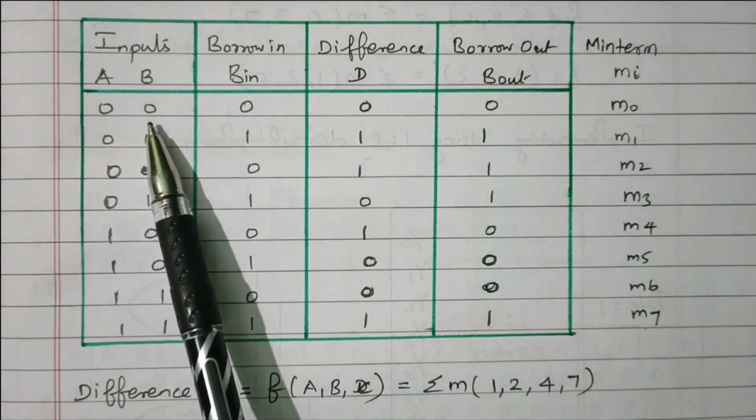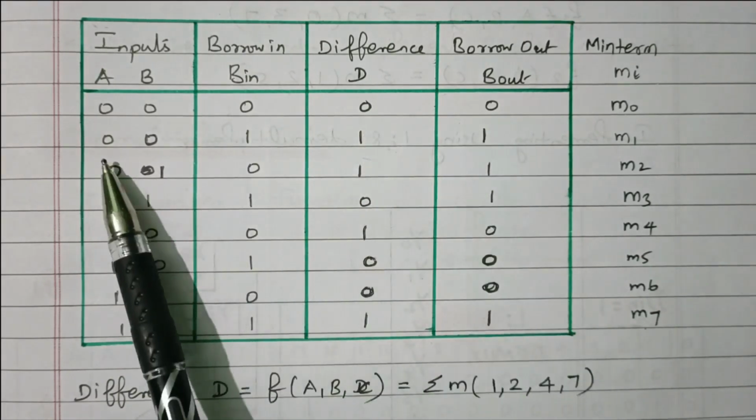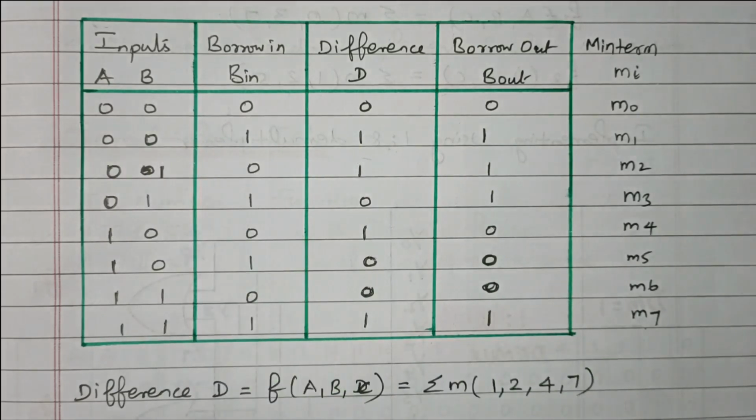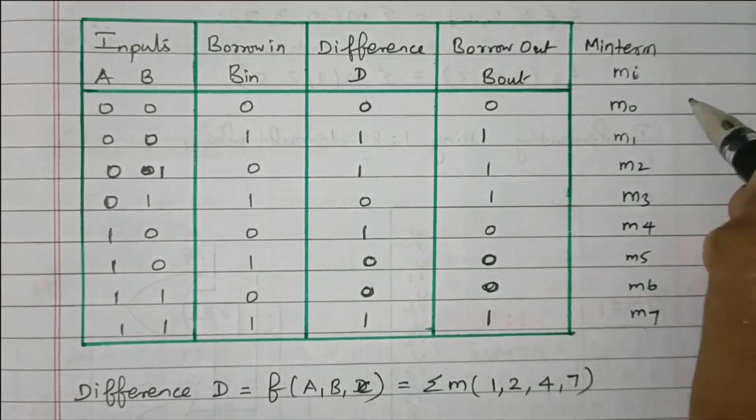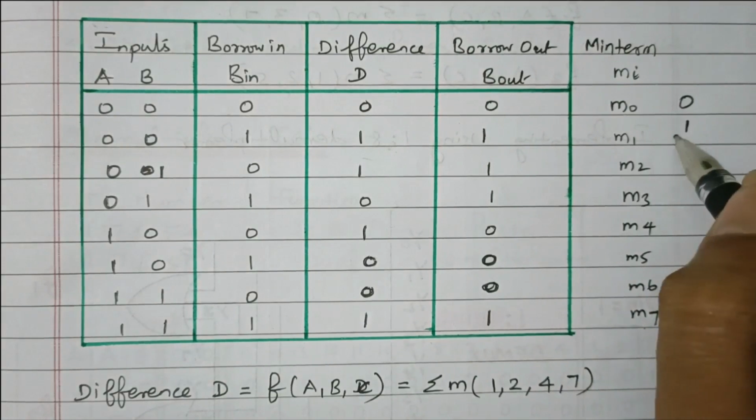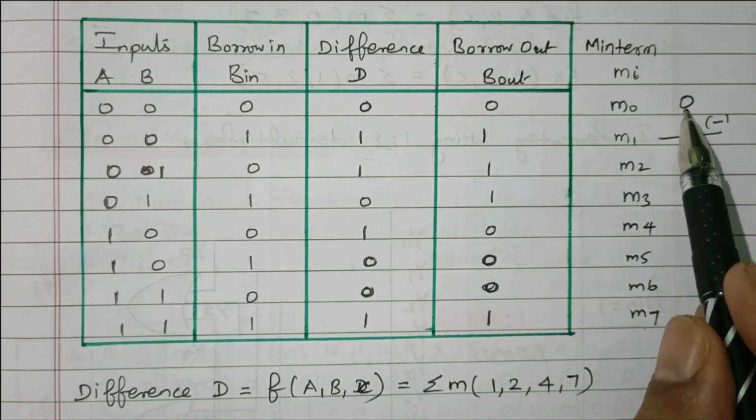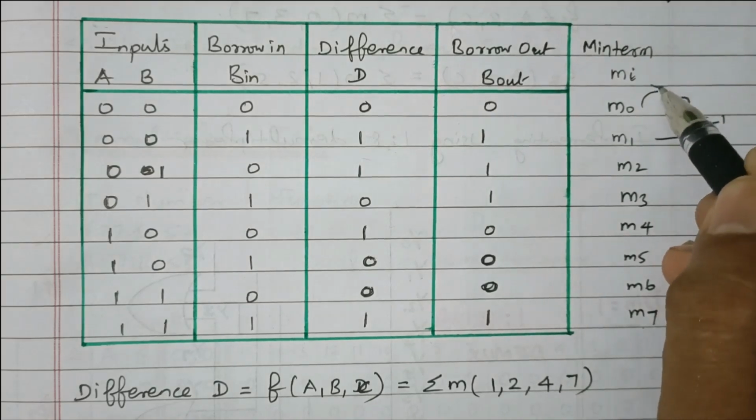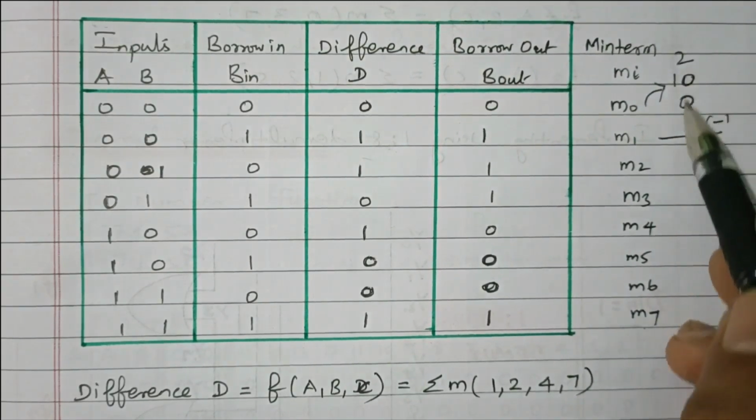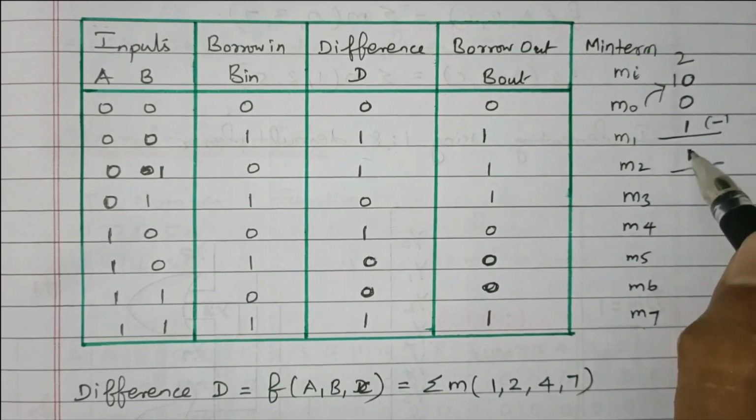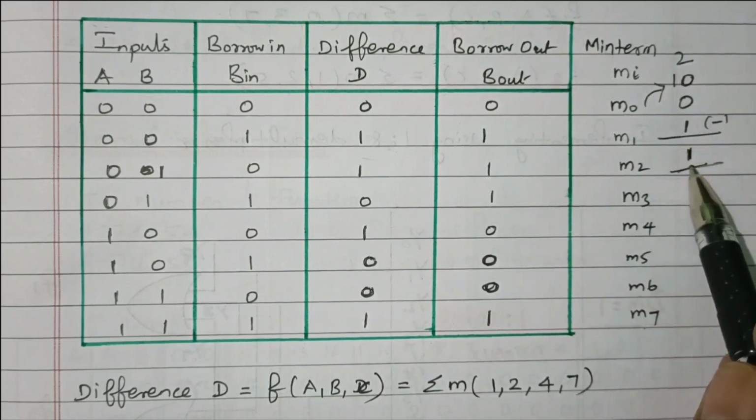Suppose A is 0, B is 0 and borrow in is 0. All are 0, so the difference is 0 and borrow out is also 0. Next, 0 0 1, right? What happens? 0 minus 0 is 0. Then 0 minus 1. We need to subtract 1 from 0. This is the lesser number, so we need to borrow from the previous digit. While borrowing, it becomes 10. 10 means 2 in decimal. So 2 minus 1 is 1. So the difference is 1 and borrow is also 1. We borrow 1 from the previous digit and the difference is also 1.